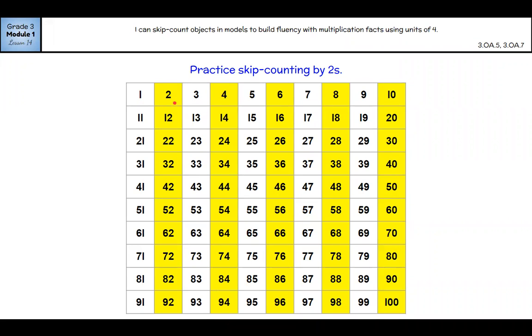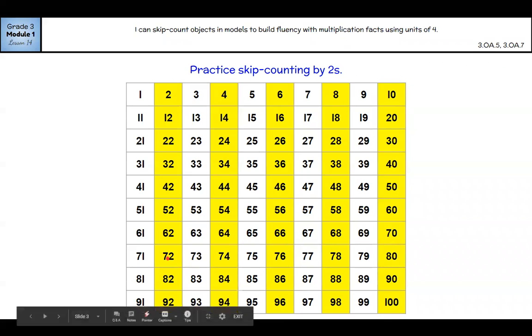So you could use something like this to skip count. Just go straight, straight on the yellow. 2, 4, 6, 8, 10, 12, 14, 16, 18, 20, 22, 24, 26, 28, 30, 32, 34, 36, 38, 40, 42, 44, 46, 48, 50, 52, 54, 56, 58, 60, 62, 64, 66, 68, 70, 72, 74, 76, 78, 80, 82, 84, 86, 88, 90, 92, 94, 96, 98, 100.